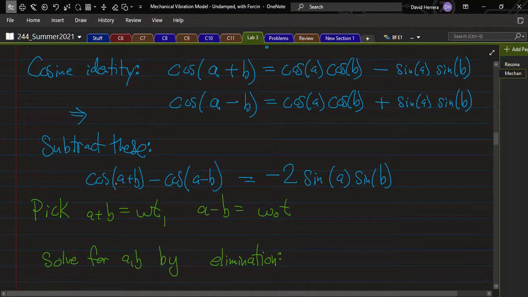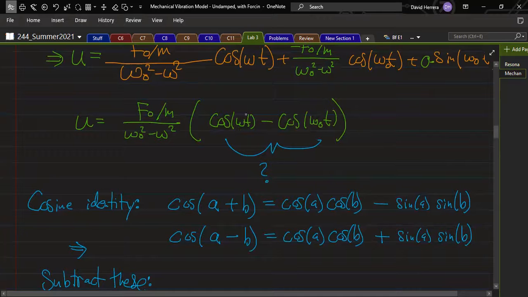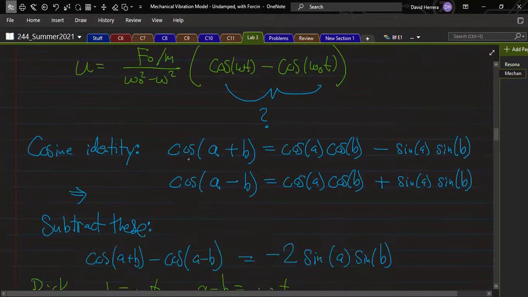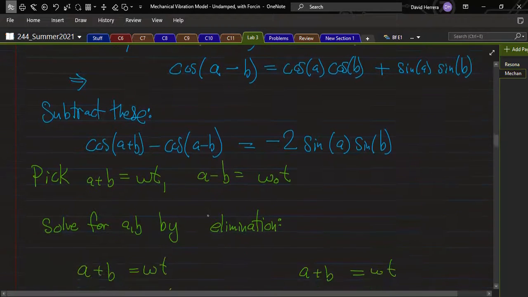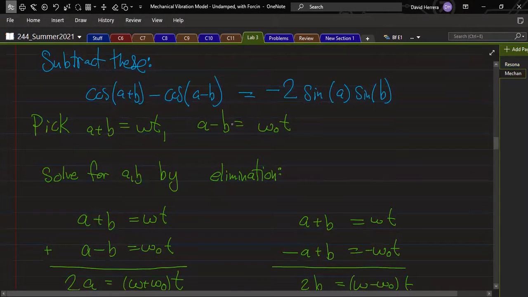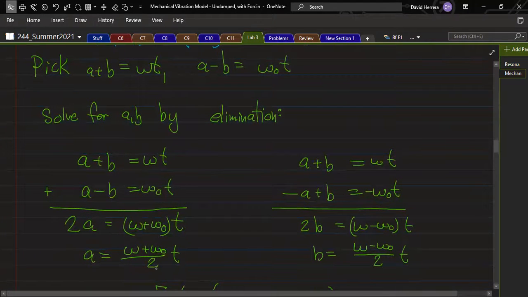So what we can do is then use this form right here to write out what this is. So this right here needs to be a plus b, and this needs to be a minus b. So a plus b is omega t, a minus b is omega naught t. So what we can do is just solve for a and b so that we know exactly what this is. To solve for this, it's easiest to do elimination because they look very similar with no coefficients. So I'm just going to add these two equations. And I get 2a is omega naught plus omega times t. And then a is the average of omega and omega naught times t. So that's a formula for a.